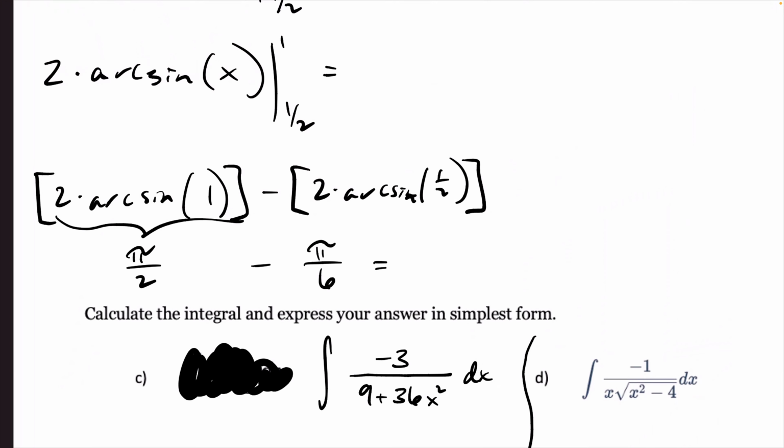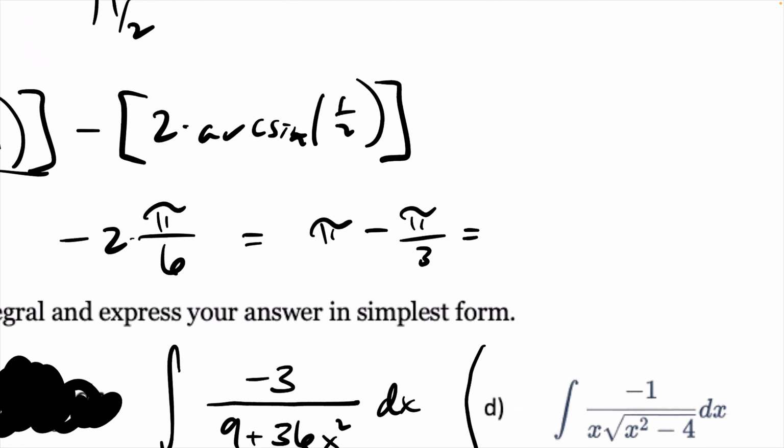What happens to the 2 in front? So the 2 in the front's going to multiply, so it's still there. So we get 2 pi over 2, which is just pi. And then 2 pi over 6, which is pi over 3, right? So 1 whole, so 3, so in other words, it's 3 over 3 pi. 3 pi over 3 minus 1 pi over 3. What do you get? 2 pi over 3.